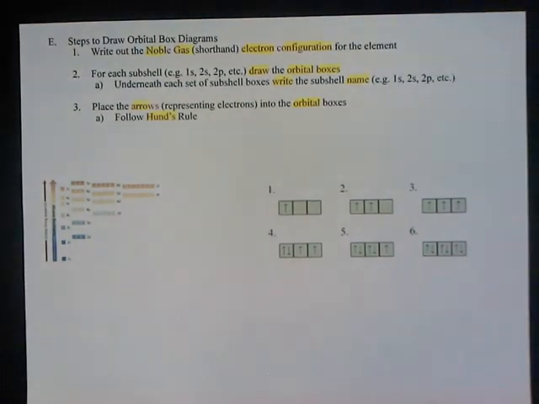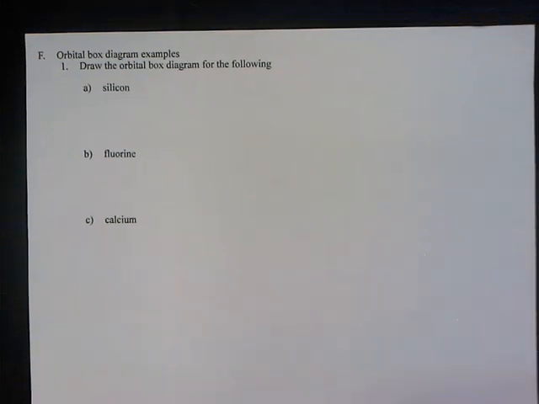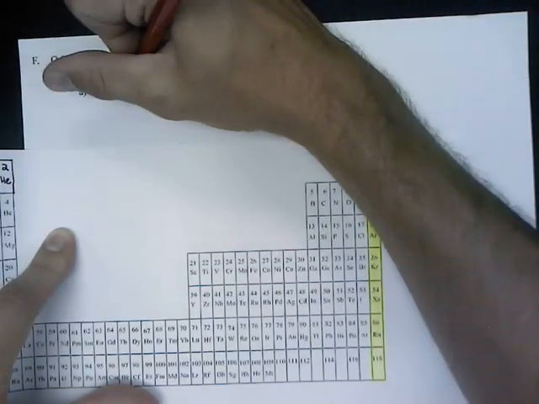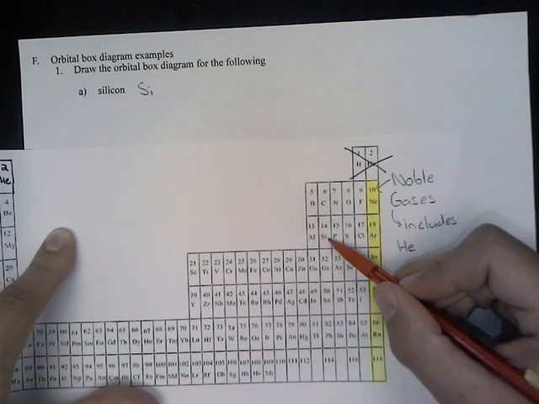All right, so our steps. One, we're going to write out the noble gas electron configuration. Two, we are going to draw the orbital box diagrams. And three, we are going to place arrows following those rules. So let's go forward and do this. The first thing we want to draw is the orbital box diagram for silicon. Silicon has the symbol Si, and Si is element number 14.